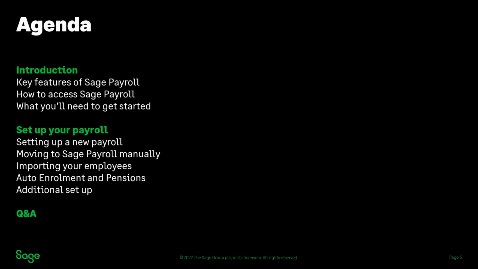So now let's take a look at what we're going to cover during the webinar. I'm going to begin with an introduction to Sage Payroll, listing some of the key features and showing you how to access payroll via your web browser. I'll give you a quick product tour, and then we'll run through a checklist of the information that you'll need to get up and running.